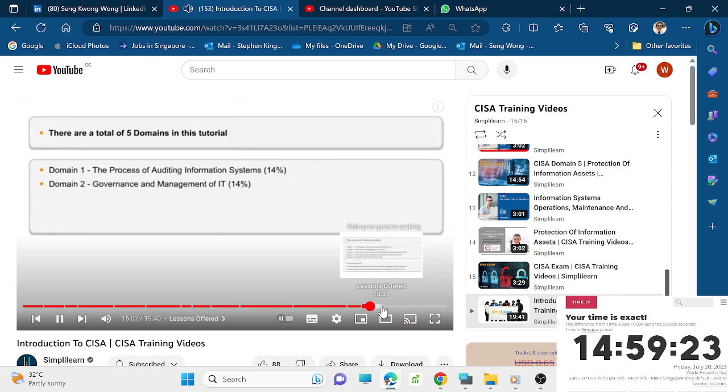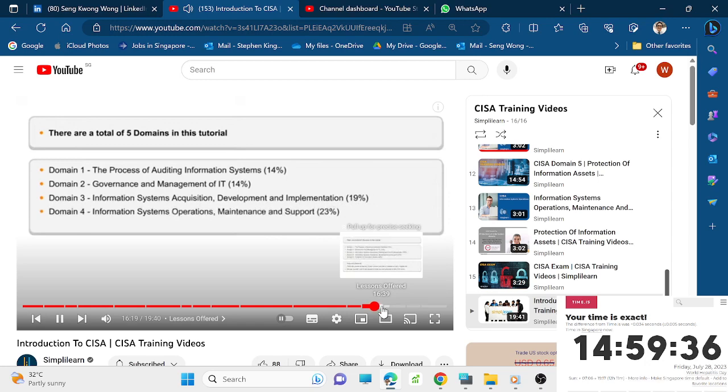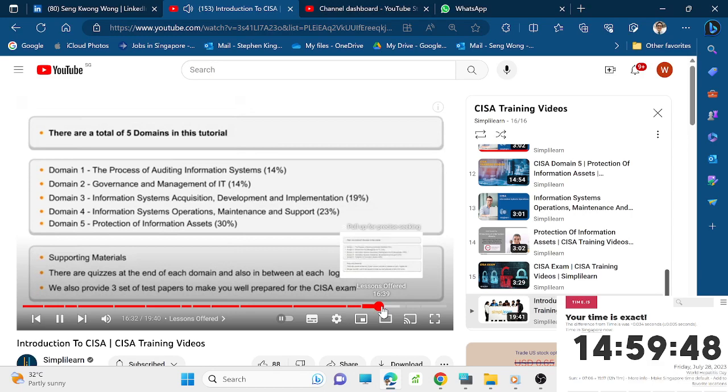Domain 2, Governance and Management of IT, 14%. Domain 3, Information Systems Acquisition, Development and Implementation, 19%. Domain 4, Information Systems Operations, Maintenance and Support, 23%. Domain 5, Protection of Information Assets, 30%. This tutorial will also consist of quizzes as we progress and 3 test papers for checking your knowledge and skills. Let's continue to discuss this on the next slide.